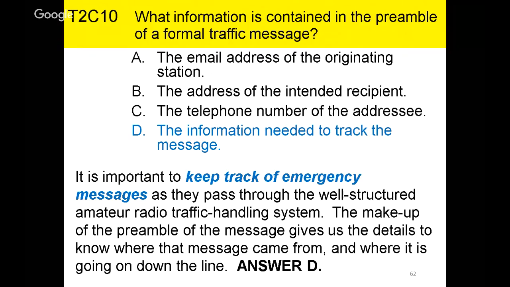That includes what the handling instruction is, what the priority is of it, whether it's routine, health and welfare, or whatever. And there's a check. The check says, okay, there's this number of words in it, and by the time you write everything down in the message part of it, if the check is 25 and you only get 24 words, you want to double check to make sure that the check is correct or that the message is correct. Those are all the information you need to track the message, and it needs to be in the preamble.